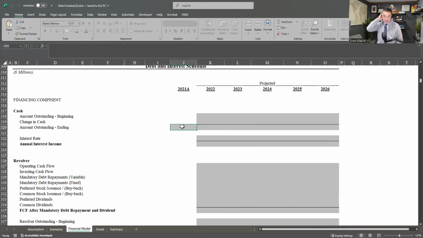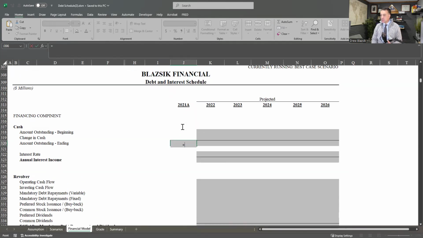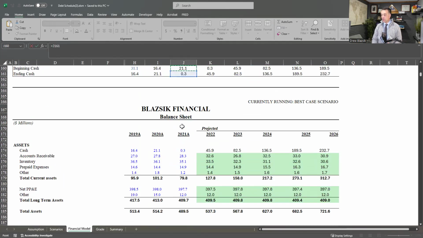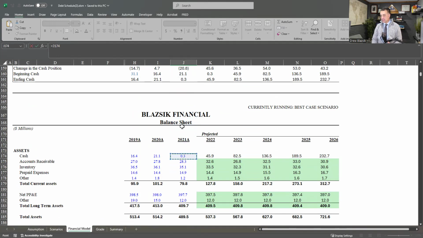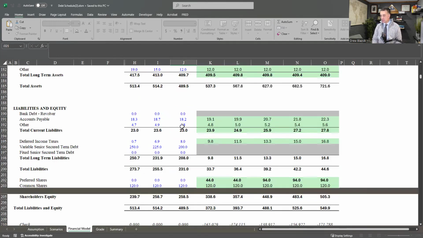First thing we're going to do, we're going to find out cash. So I'm going to go to the last actual year of recorded year. And what I want to know is what is the ending balance of cash? So where do we go? We go to the balance sheet. That's going to be right here. This is going to be the ending balance of the year.